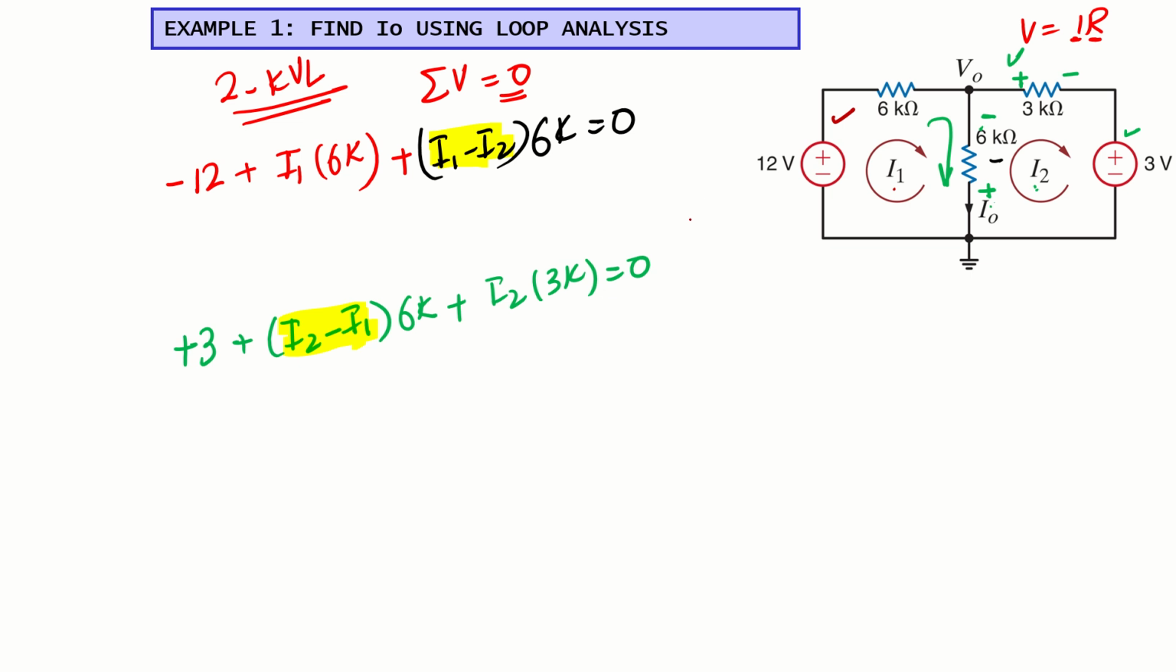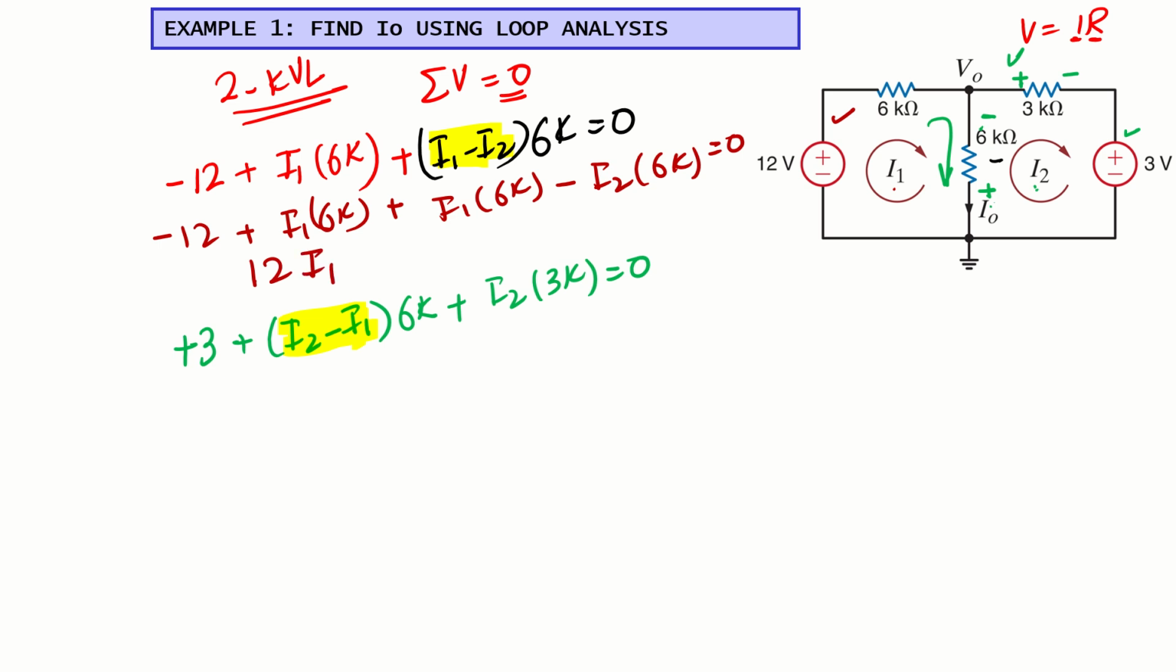Now we just need to simplify these using the same technique we used for nodal analysis. Let's rearrange it. I can write this as minus 12 plus I1 times 6K plus I1 times 6K minus I2 times 6K is equal to 0. Further, combining the I1 terms, I have 12 I1, then minus 6 times I2 is equal to, moving minus 12 to the other side, 12. So I have this simplified equation.